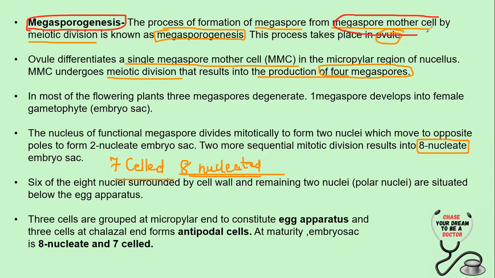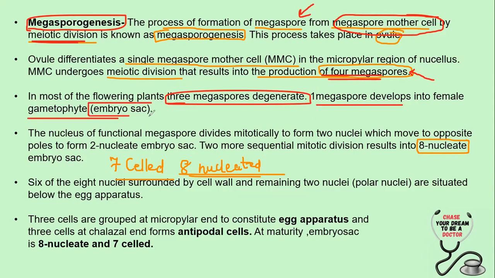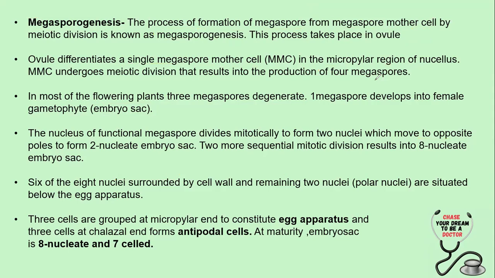From the megaspore mother cell, through meiotic division, you have the formation of megaspores. During the divisions, 4 megaspores will be formed, but 3 of the megaspores will degenerate or disintegrate, and only 1 megaspore develops into a female gametophyte, which you will call what? The embryo sac.